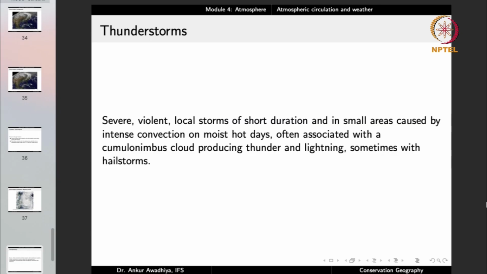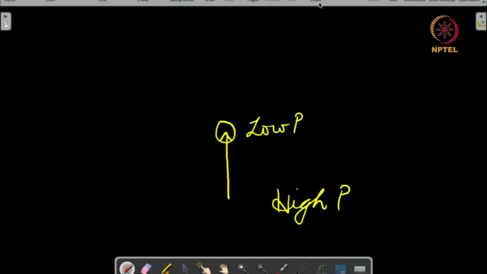We also have thunderstorms, which are severe, violent local storms of short duration and in small areas caused by intense convection on moist, hot days, often associated with cumulonimbus cloud producing thunder and lightning, sometimes with hailstorms. So in India, we typically find thunderstorms in the pre-monsoon seasons when it is very hot, but it is also a bit more moist.